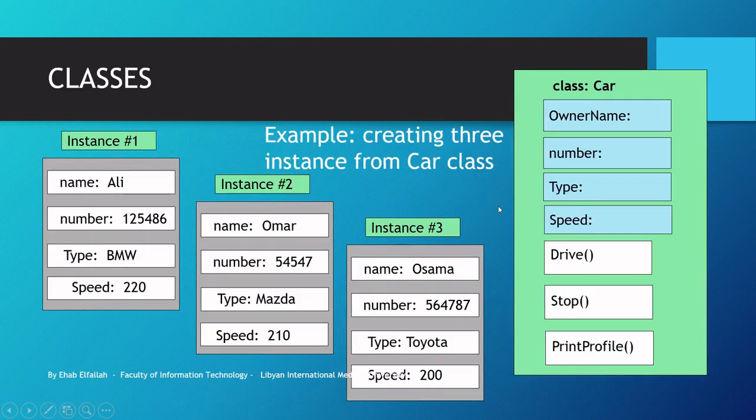This is another class. This class is called car, and it has 4 attributes and 3 methods. Here the owner name, number, type, and speed are the attributes of this class. And drive, stop, and print profile are the methods for that class, and these are the instances or objects from that class.